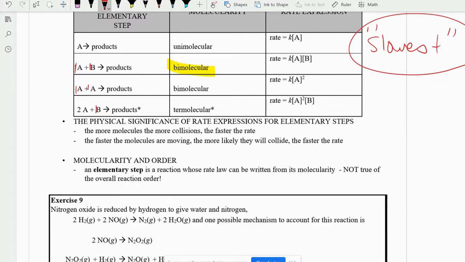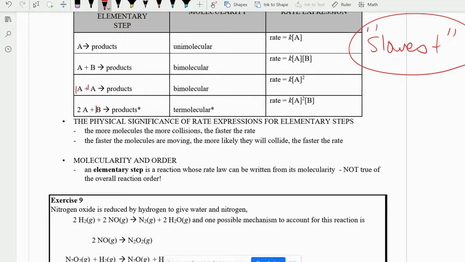Now, go ahead and take a look at the rate expression for this. If this elementary step happened to be the slowest step or the rate determining step, you can see that the coefficients from the balanced chemical reaction in that step correspond to the rate expression. Okay, let's go ahead and try it a couple more times.